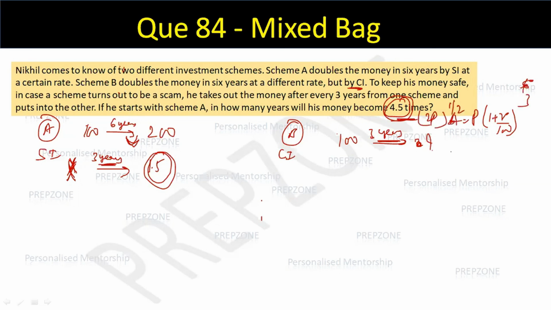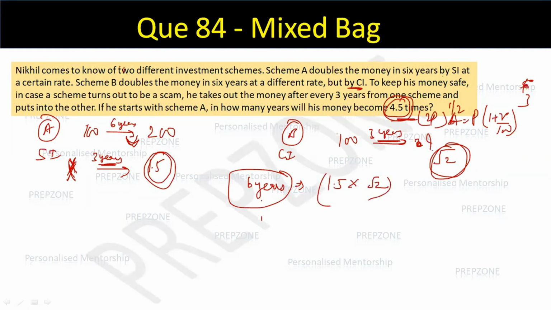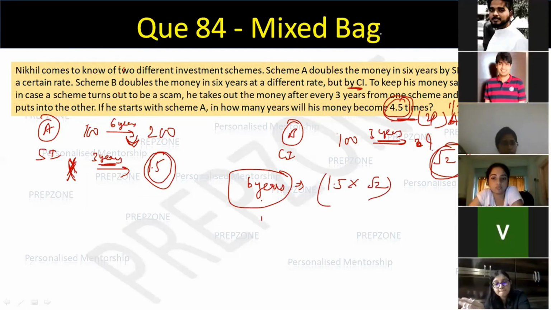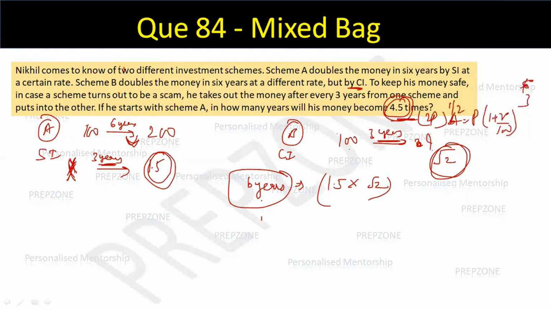times, which means after 3 years money will be root 2 times in compound interest and money will be 1.5 times via simple interest. Okay, which means actually after 6 years how much is it? After 6 years money is becoming 1.5 into root 2 times, right? Because I am picking up money from one and putting it in the other. So this is the growth that the A plus B scheme is giving me.